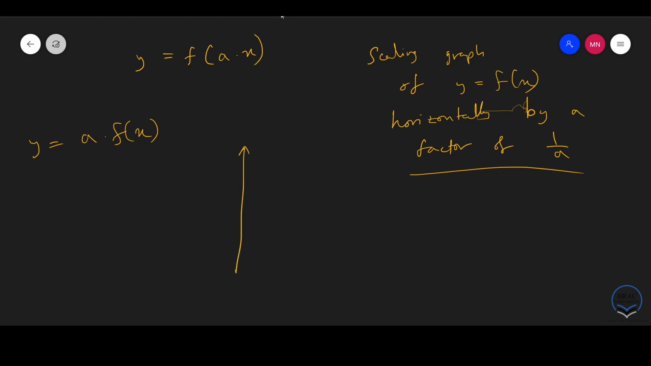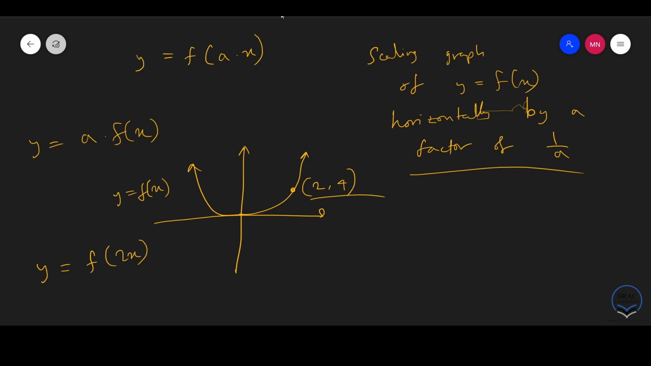So if we had a point, let's say this is the graph of f of x and this has a point 2, 4. And now I want to graph f of 2x. Then what happens to this point? Since I'm scaling horizontally by a factor of 1 by a, I'm scaling in this case by a factor of half. So I multiply the x-coordinate by half. So now I have a graph that looks like this. So each of these points, the x-coordinates get scaled by a factor of half. So the new point will be 1, 4.